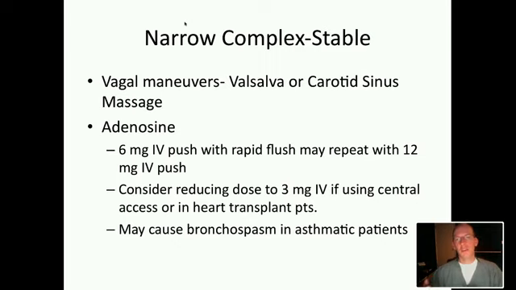Will it convert atrial fibrillation or atrial flutter? No, but if you're uncertain, it may slow it down so you can see the flutter or fib waves. If it's SVT, like I said, you have a good chance of converting. So it can be used diagnostically, it can obviously be used therapeutically, and it is a good and effective drug as long as you understand how it works and that you need to flush it rapidly.